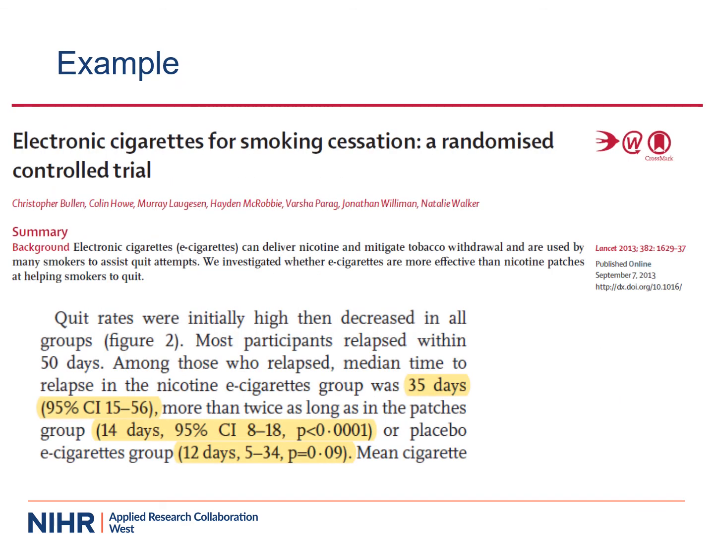So, and finally, just to show you again the paper that we saw in the beginning about the electronic cigarettes for smoking cessation. So hopefully these results are now easier to interpret. So you see their estimate in days with the confidence interval. So actually they think that the median time to relapse for people that use nicotine e-cigarettes can be anywhere between 15 and 56 days. And for the group that used the nicotine patches, they believe that the true number of days to relapse is anywhere between 8 and 18 days. And for the placebo group, this was anywhere between 5 and 34 days.